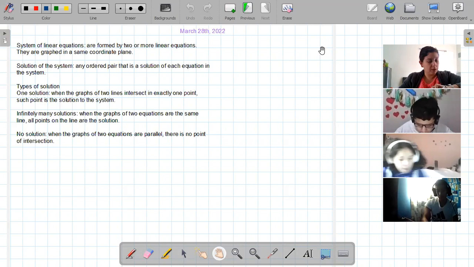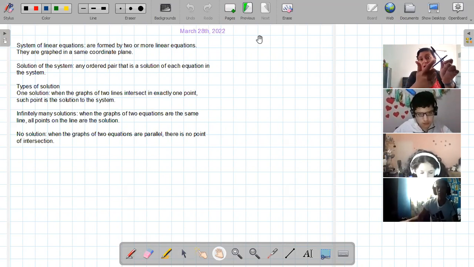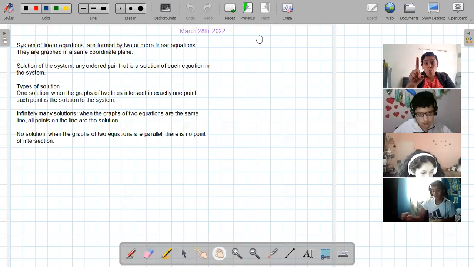So let's say that you graph the two lines, okay? And they intersect like that. So this exact point in here, right where the two lines touch, that is a solution. So you say that it has exactly one solution.